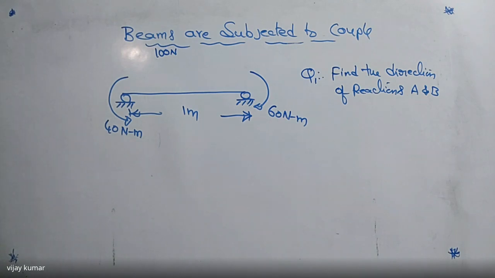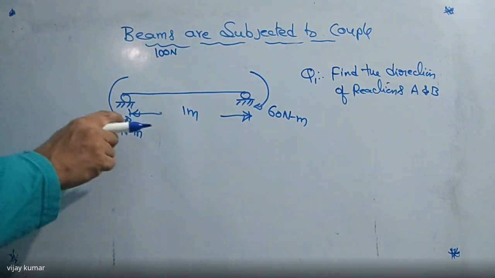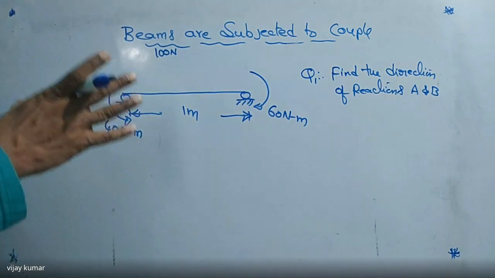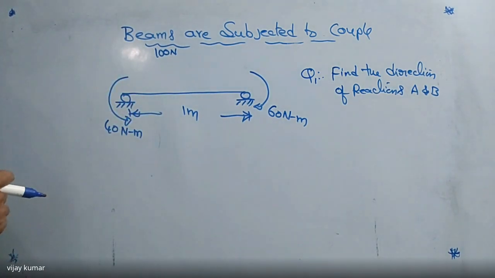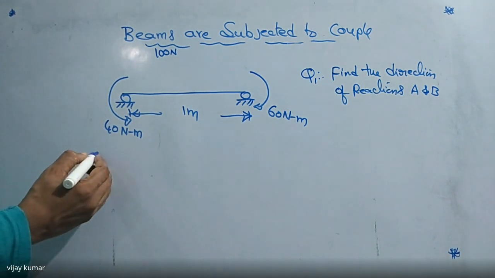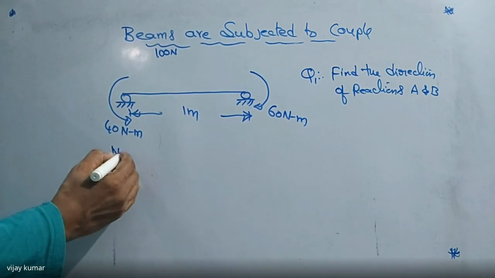Now, if you want to find the direction of reactions here, this one is nothing but anti-clockwise, this one is nothing but clockwise. So first of all, we are going to find what is the net couple acting on this beam now. There are two couples acting, one clockwise and one anti-clockwise. Now, what is the net couple here? So I'm writing here net couple on the beam.